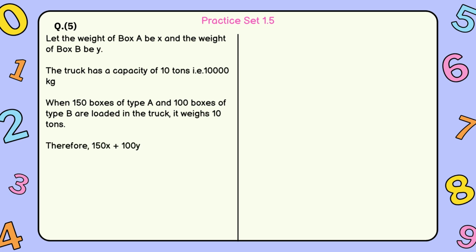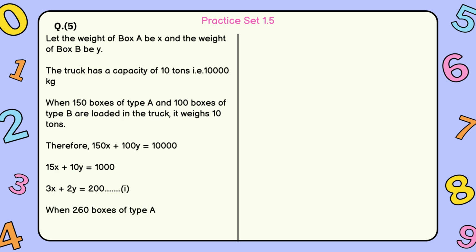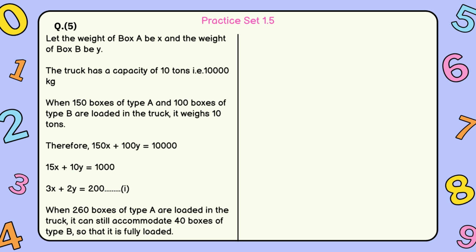In this question, as you can see, we are given that there are two types of boxes that are to be placed in a truck, and the truck has a capacity of 10 tons. So we take the weight of box A as x and the weight of box B as y. Since the truck has a capacity of 10 tons, converting that into kilogram, we get 10,000 kilogram.